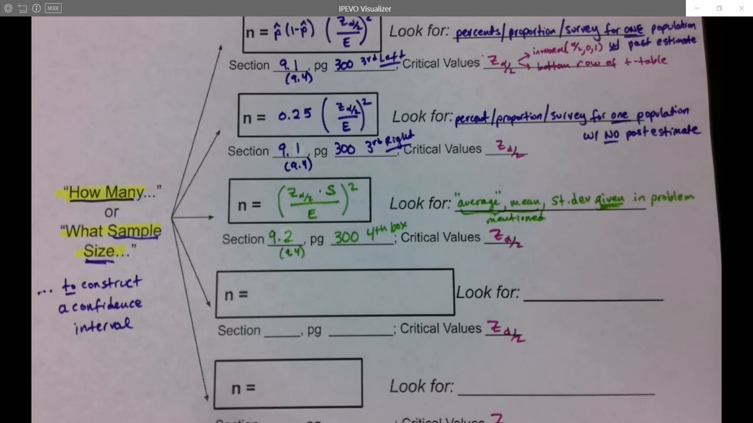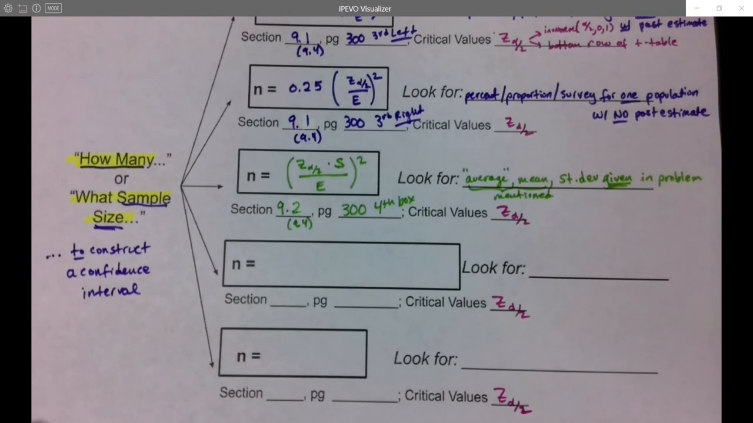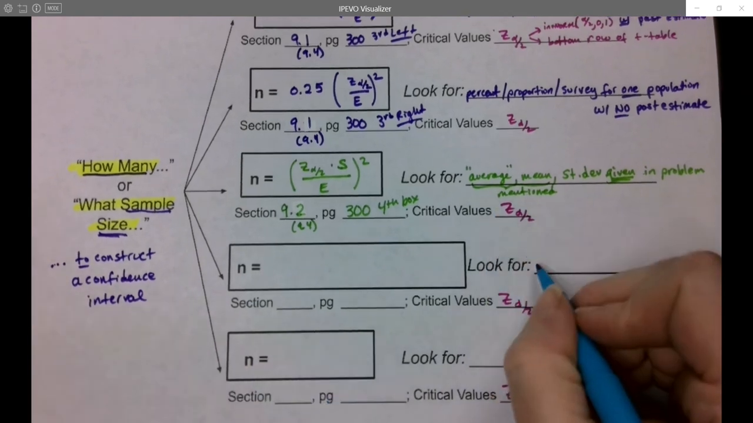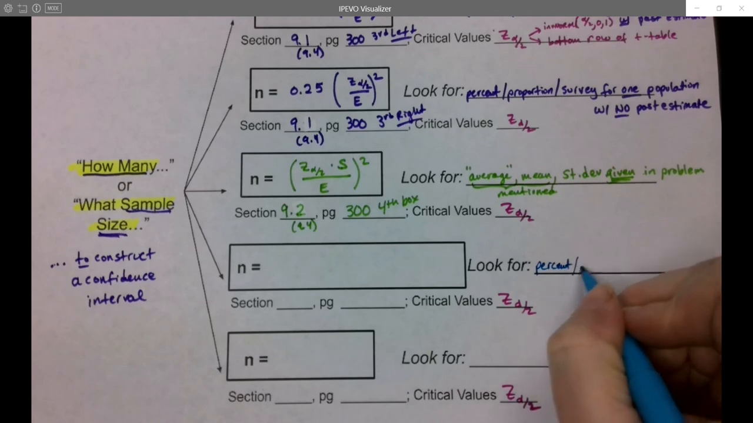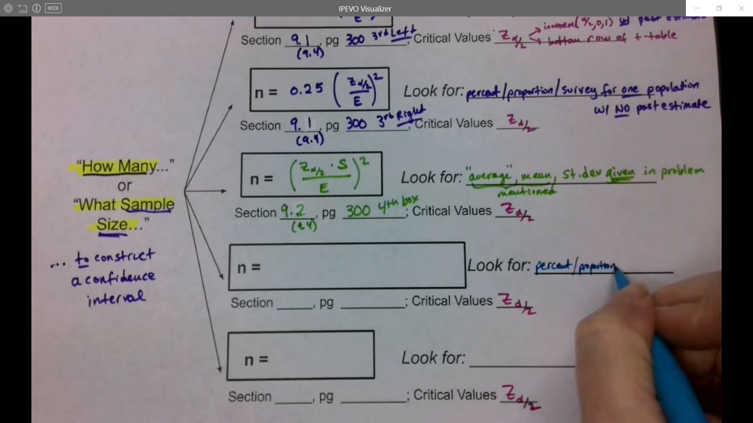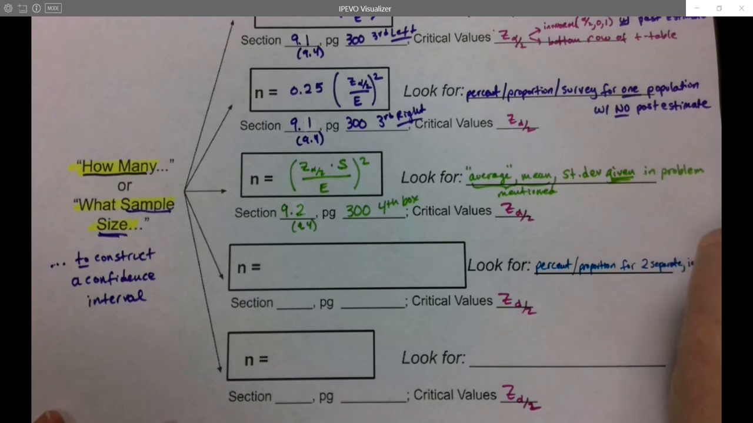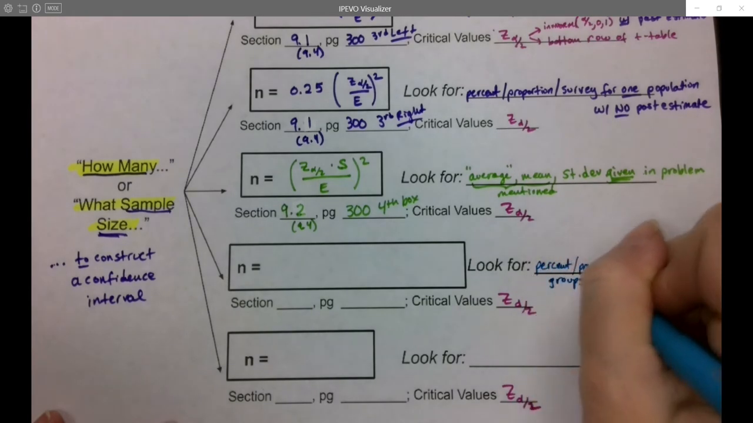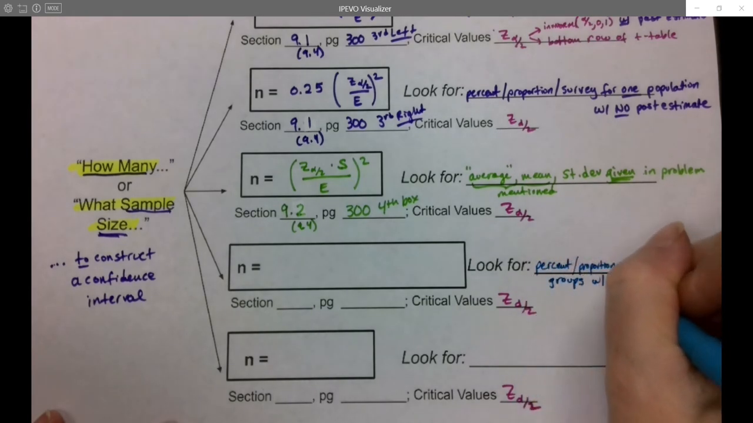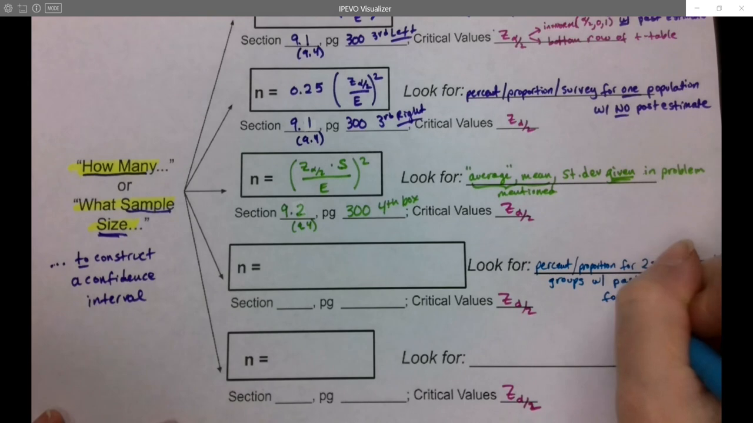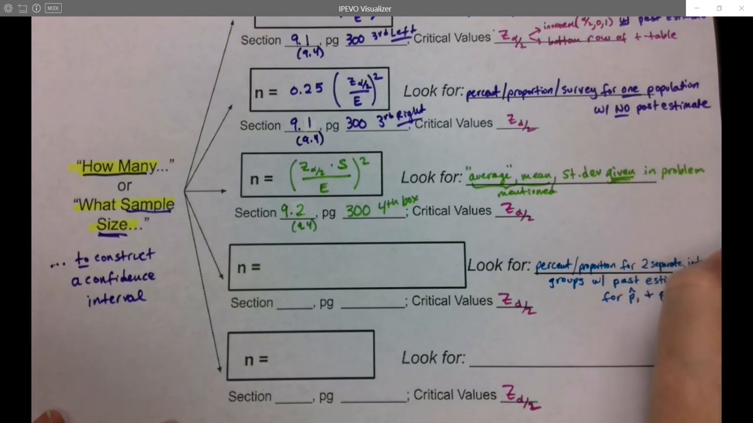All right, now back to proportions. So we enjoyed means for a minute. Now it's back to proportions. But these two are the proportions from chapter 11. So again, we're going to look for percent, proportion, all that jazz. But this is going to be for two separate independent groups with past estimates for each group, for P1 hat and P2 hat, right?